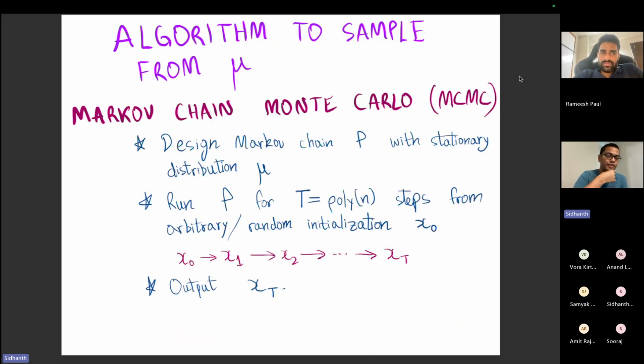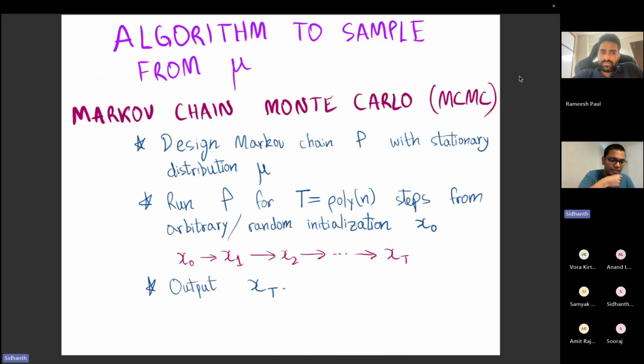So there's a very versatile algorithmic framework called the Markov chain Monte Carlo framework. And it's based on the following principle. So you want to sample from mu. So what do you do? You design a Markov chain whose stationary distribution is mu. And then you simply initialize somewhere and then run this Markov chain for some large number of steps, some t steps. And then in the end, you want to output x_t.